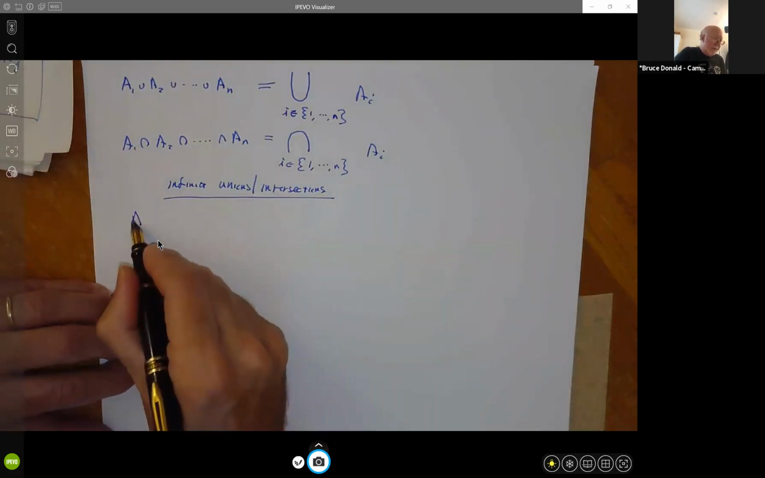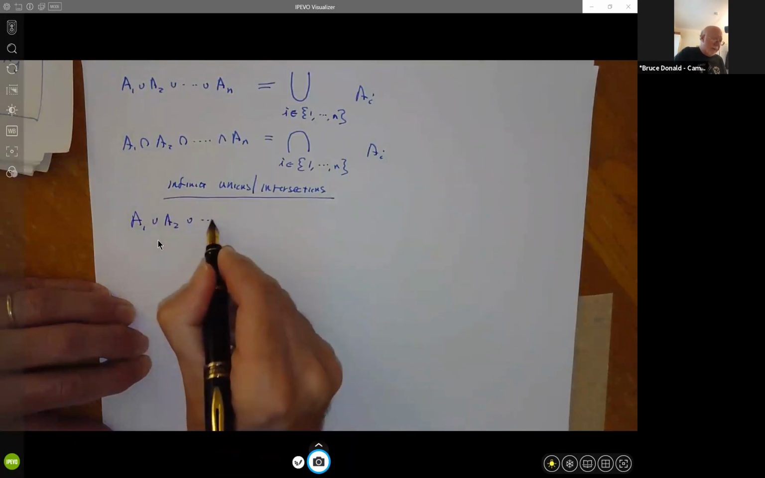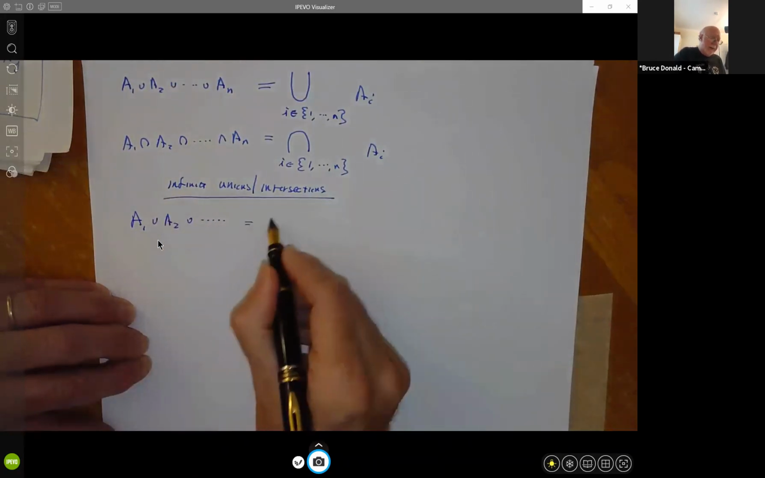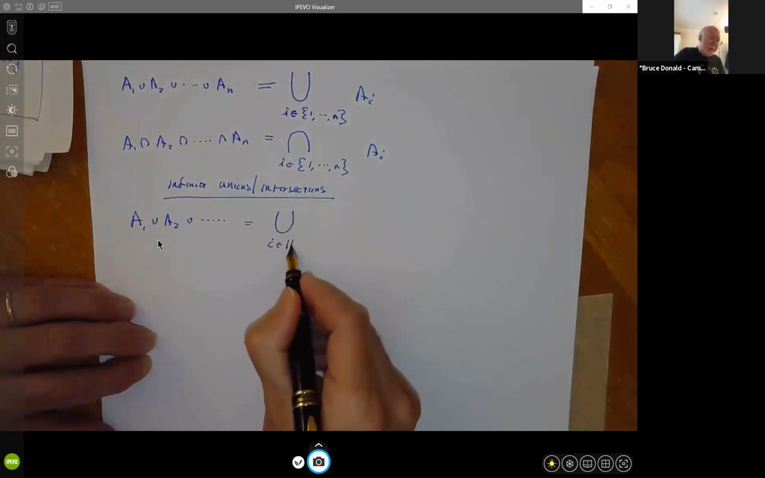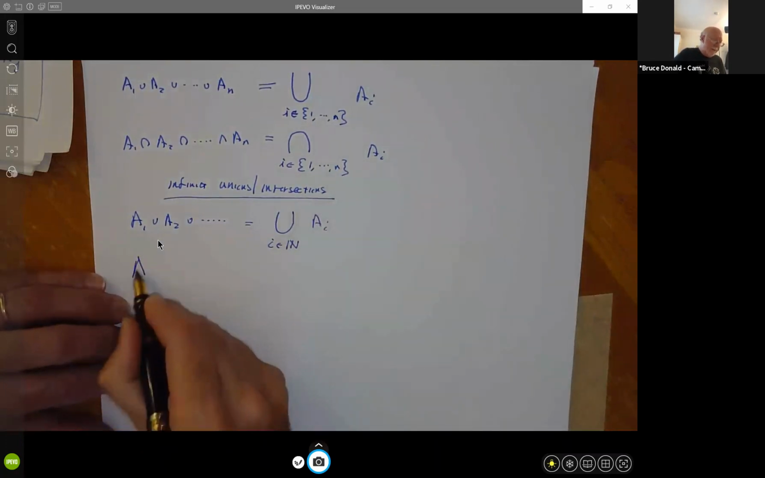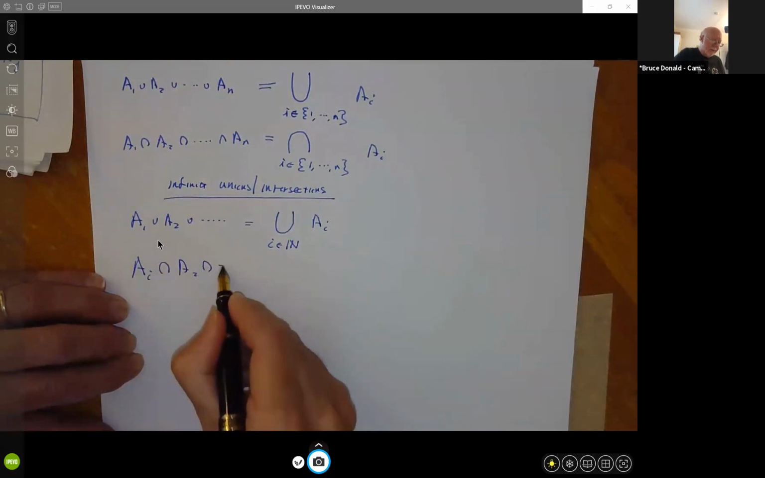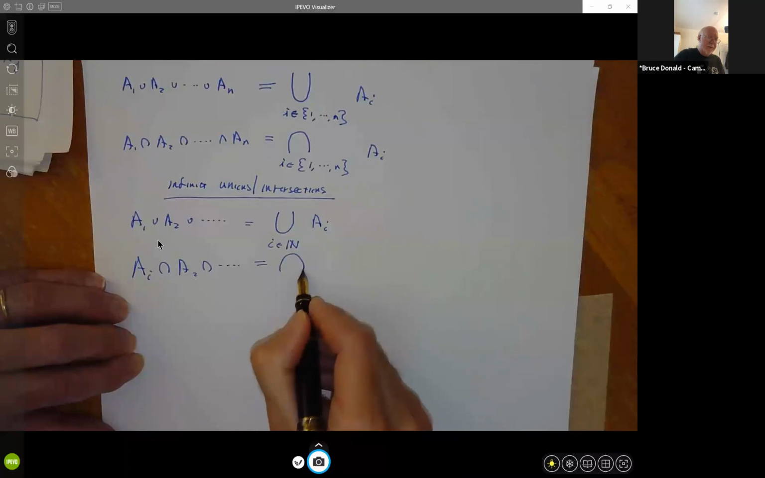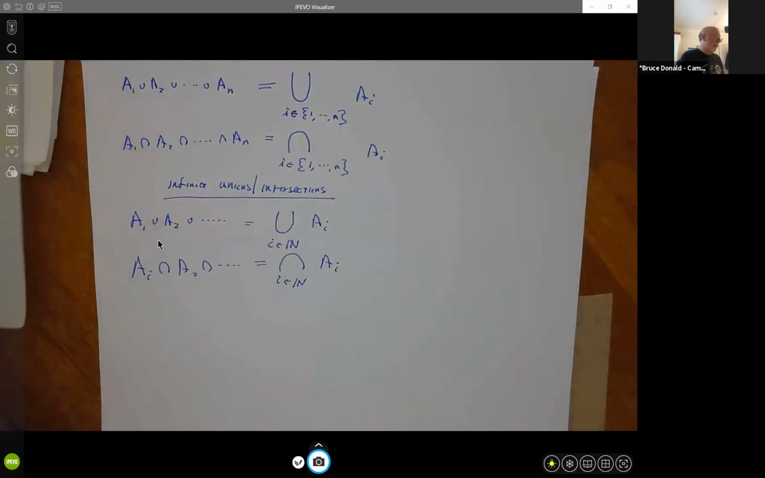So suppose I have an infinite sequence of sets that I want to take the union of. I can write that as a big union like this for i in the natural numbers of Ai. I have infinite unions. And similarly, I can have infinite intersections. A1 intersect A2 intersect all the way to infinity. That's equal to the intersection for i in the natural numbers of A sub i. And we can be more general than that, but we don't actually need to for the purpose of this class.